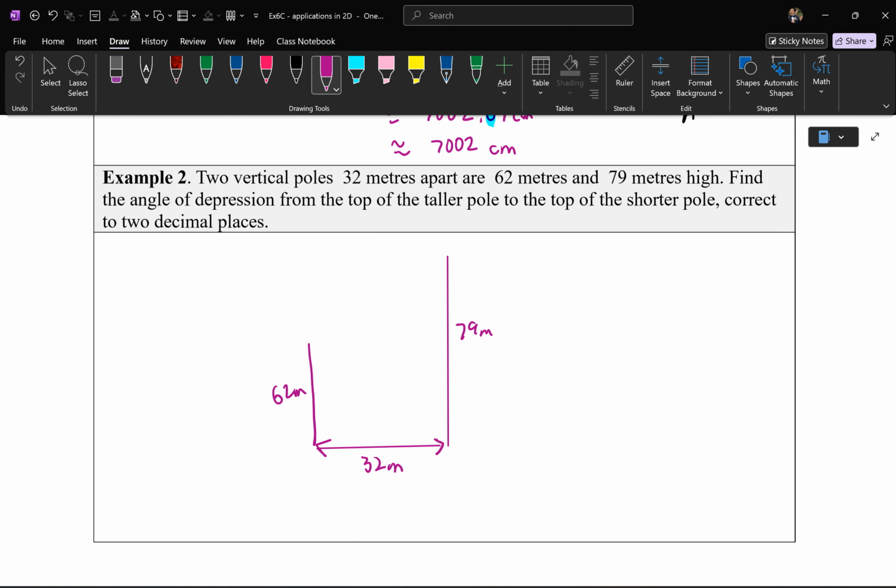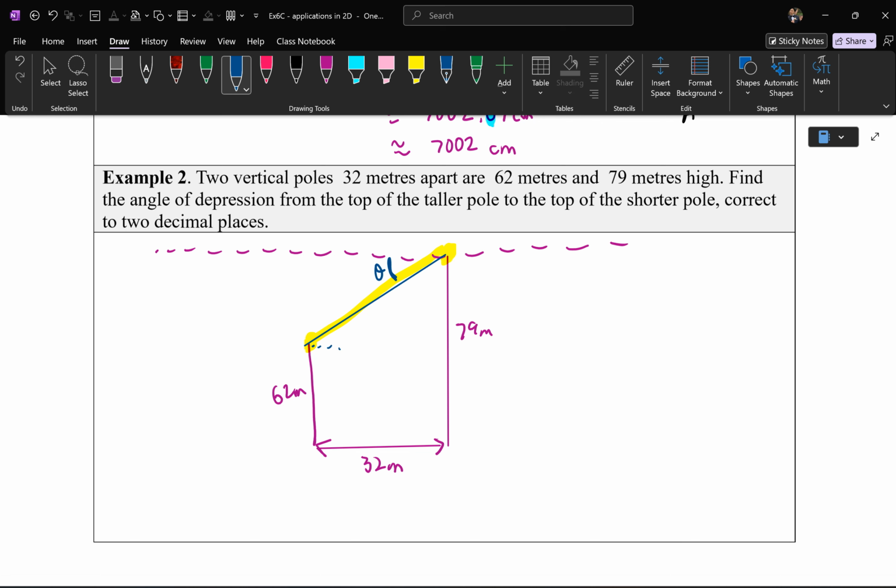What are we doing here? Find the angle of depression from the top of the taller pole. So from the top of the taller pole to the top of the shorter pole. So this is the line that I'm looking at. We are looking for the angle of depression. So that means from the top of the taller pole, we're looking at this angle here. That's the angle we're looking for. That's what they mean. Correct to 2 decimal places.